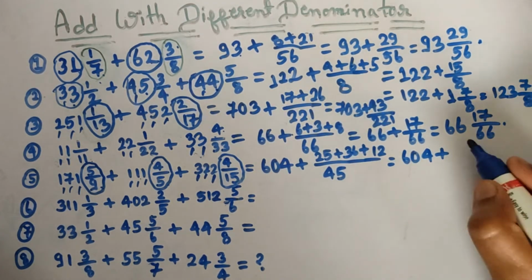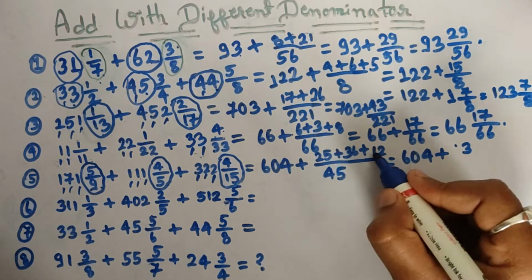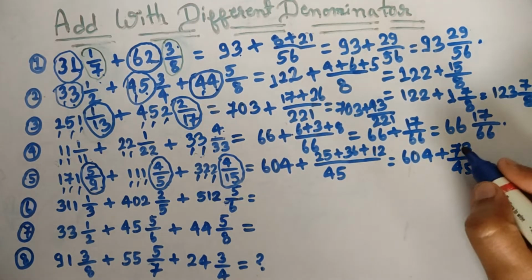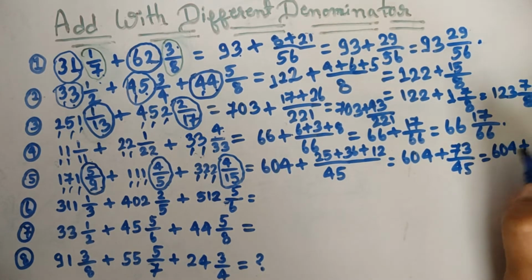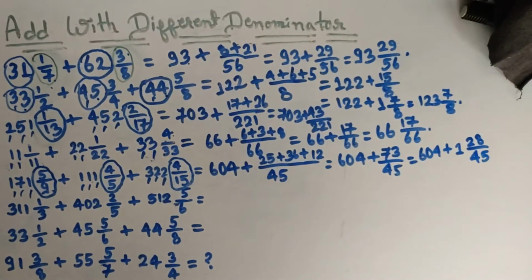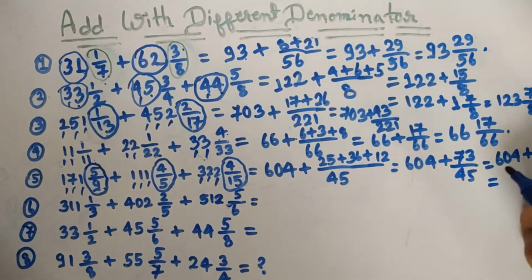Now 604 plus 25 plus 36 is 61, plus 12 is 73, so 73 by 45. As you know, 73 is greater than 45, so we can write it as 604 plus 1 and 28 by 45, 1 and 28 by 45, as you can see here. So the final answer is 605 and 28 by 45.